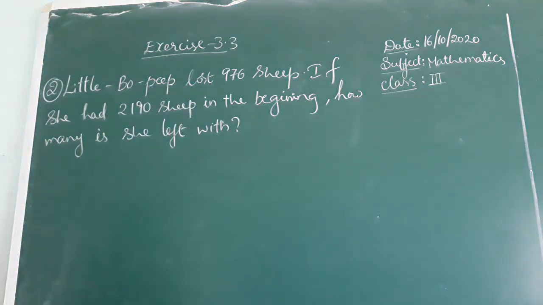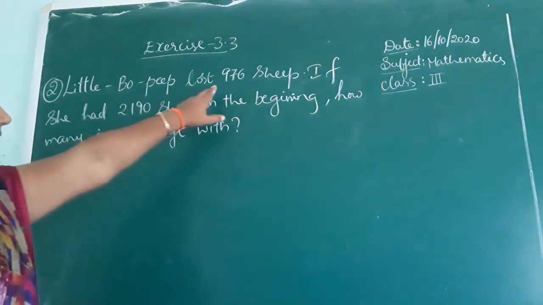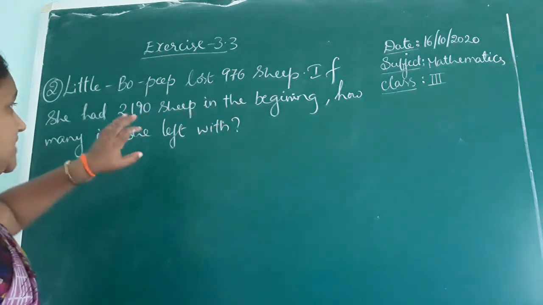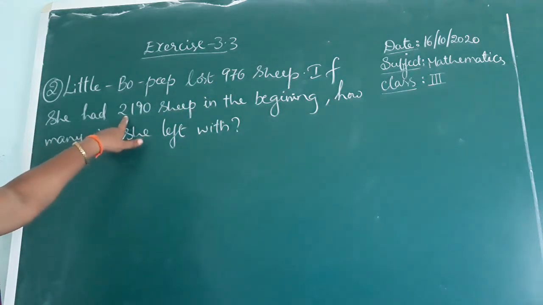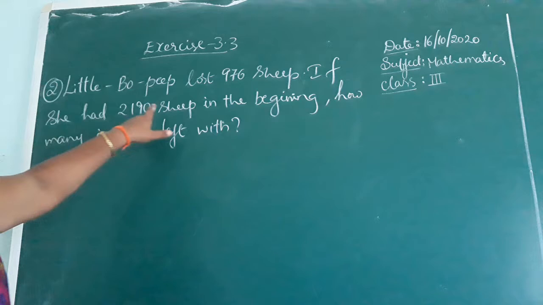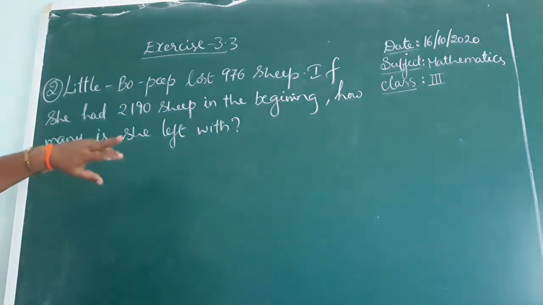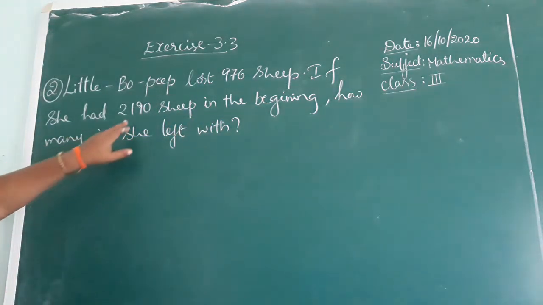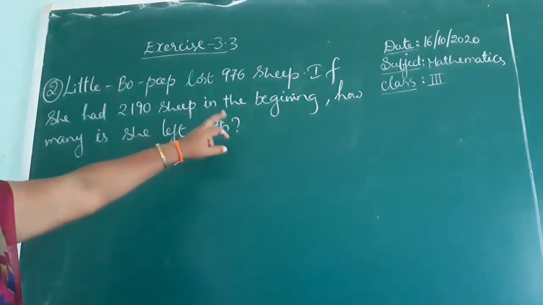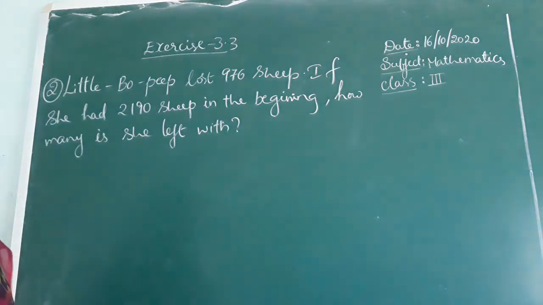See the question. Little Bo Peep. She lost 976 sheep, but she had 2190 sheep in the beginning. So how many is she left with? That means how many sheep now she is having.